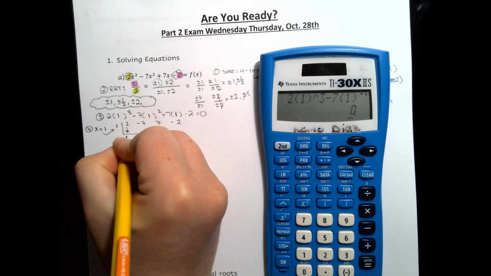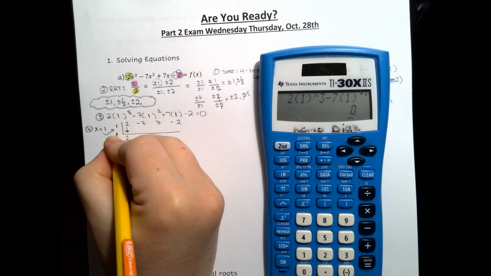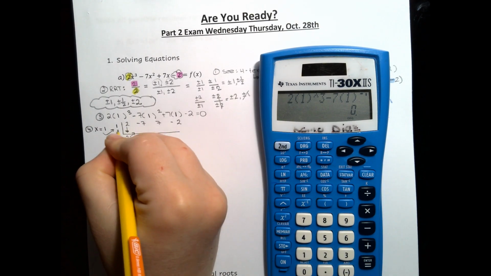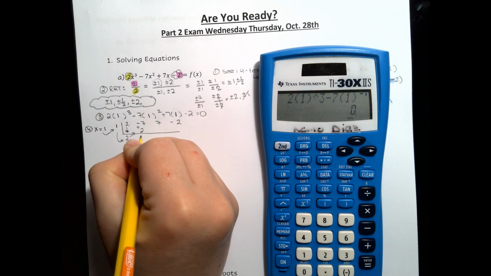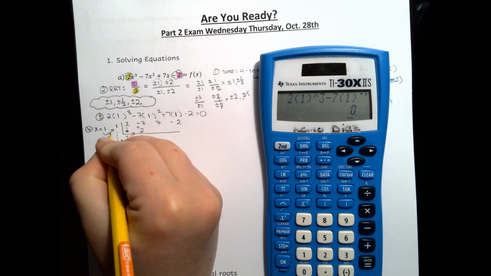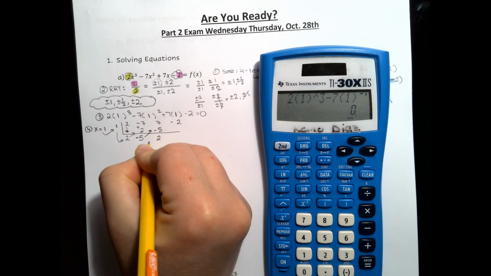Bring down the first coefficient, multiply on the outside, add on the inside. So 2 times 1 is 2. Add, we got negative 5, negative 5, positive 2.